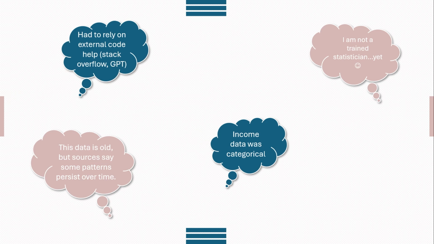Now, the income data was categorical. It only had 2 categories, so it's hard to detect much variation with such a limitation on the categories available to us to analyze. And that's pretty much it.